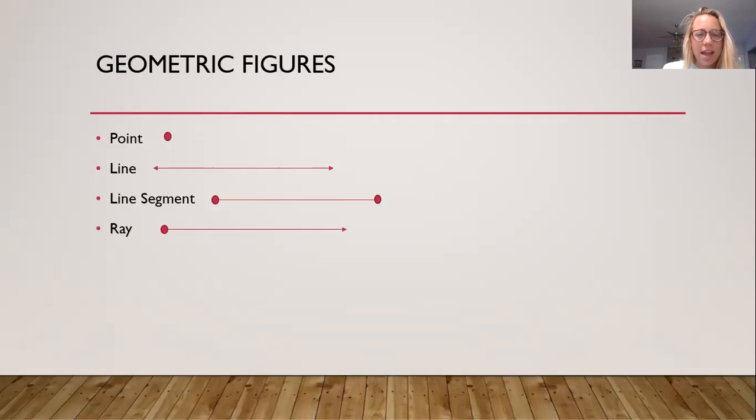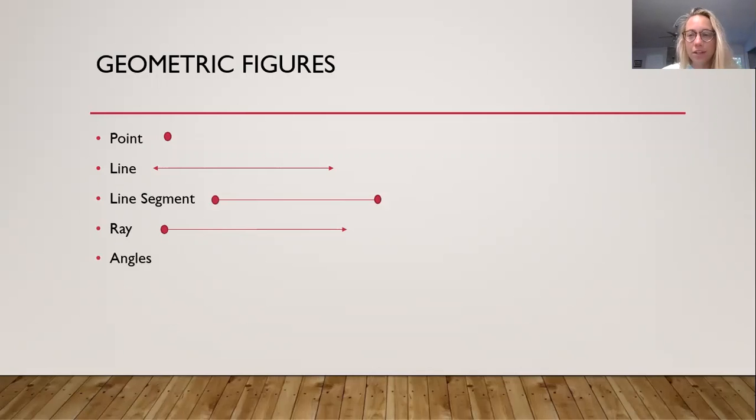Ray. A ray is a part of a line that has a starting point but does not have an ending point. So this dot, this point, could go on either side of the ray, and on the other side there is an arrow signifying it's going on forever in one direction.